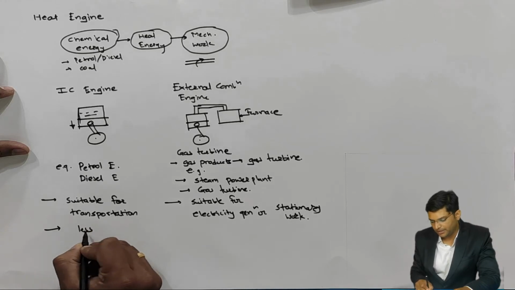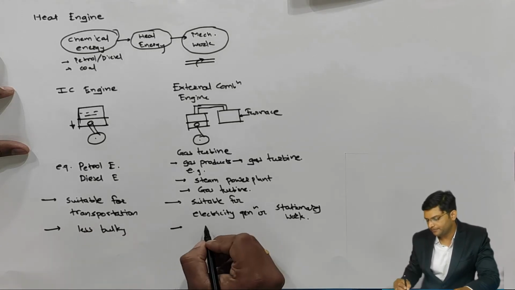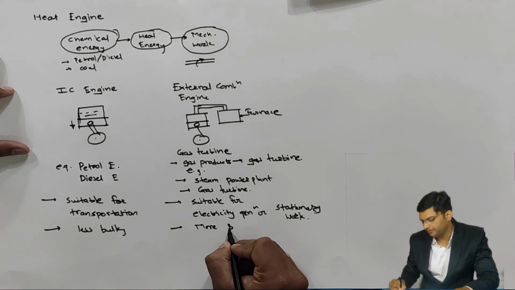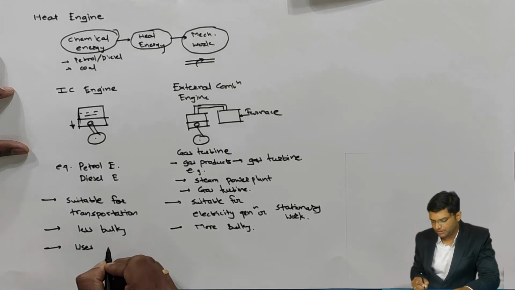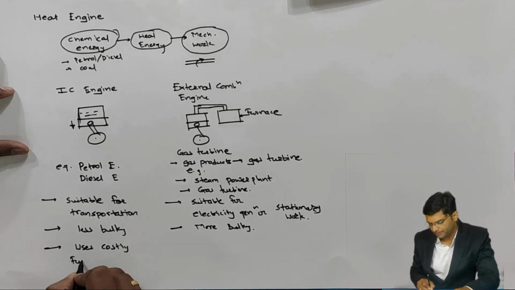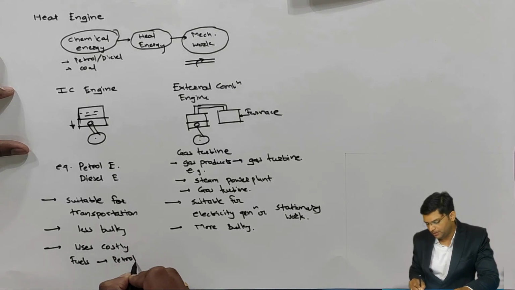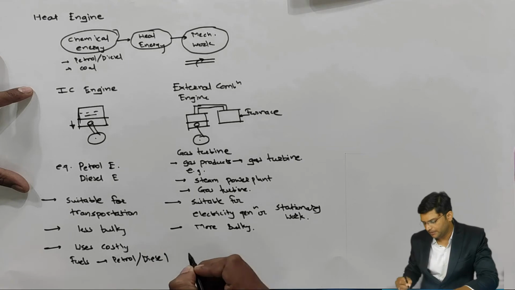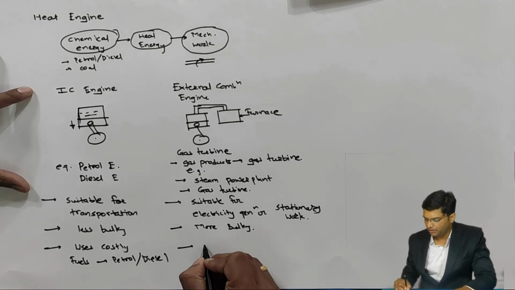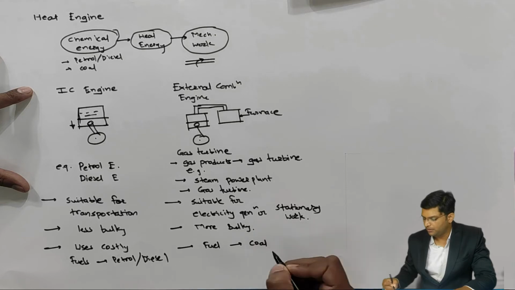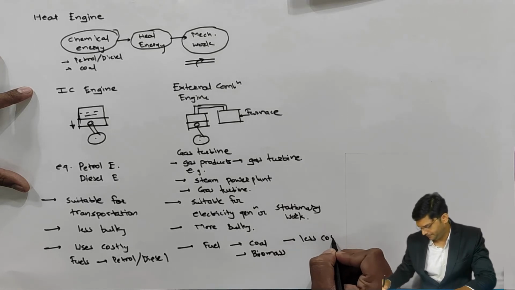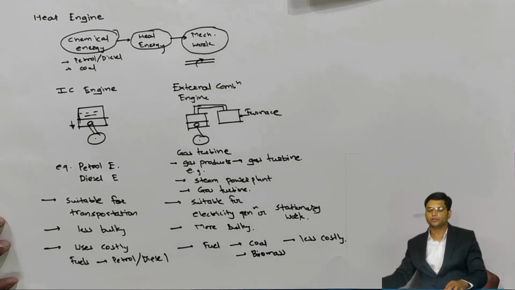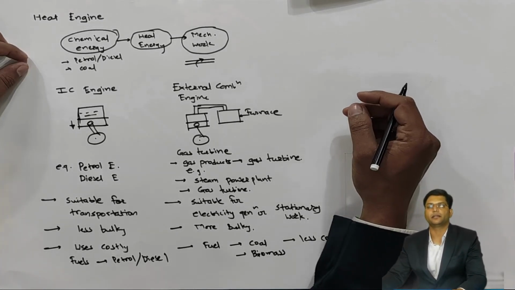IC engines are less bulky, these are more bulky. IC engines use costly fuels like petrol and diesel, whereas external combustion engines use coal or biomass, which are less costly. So this is nothing but the internal combustion engine and external combustion engine.